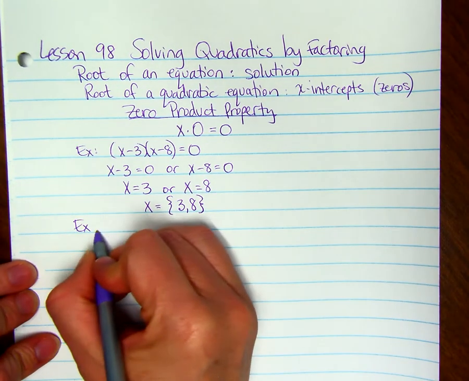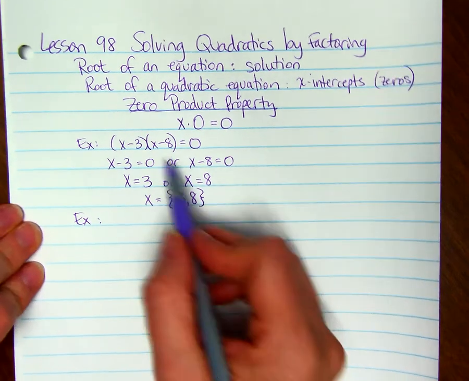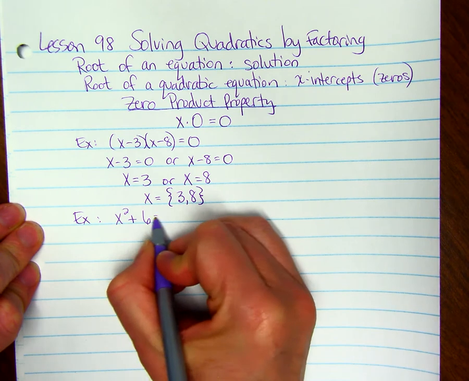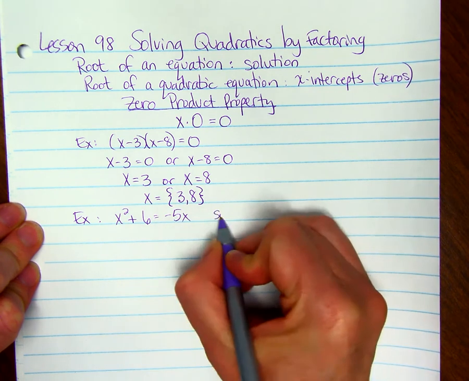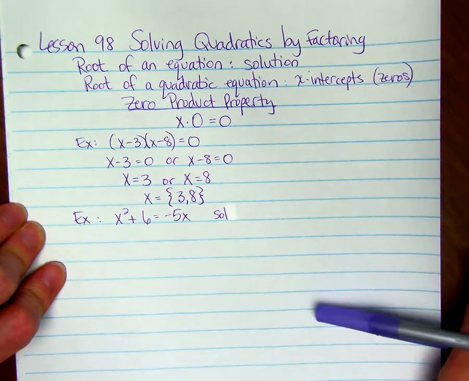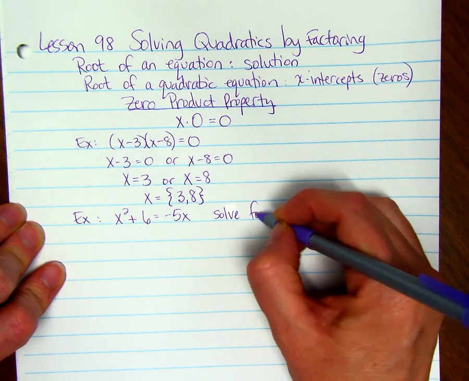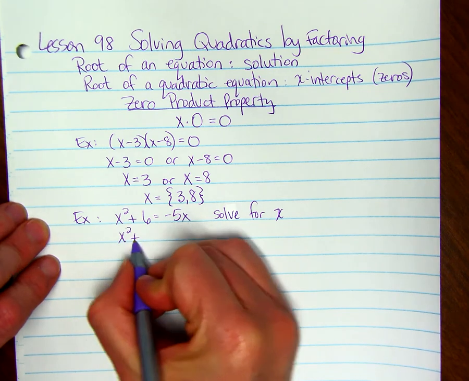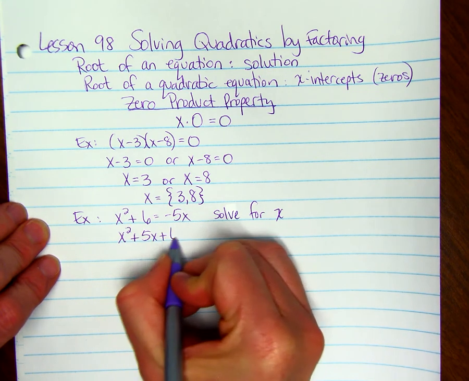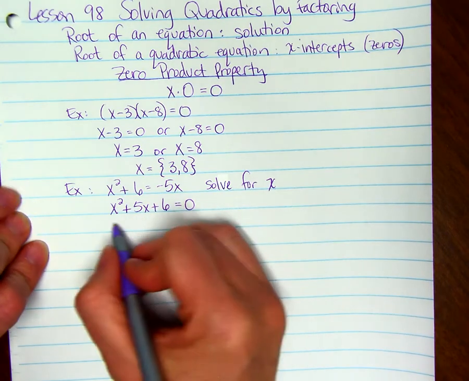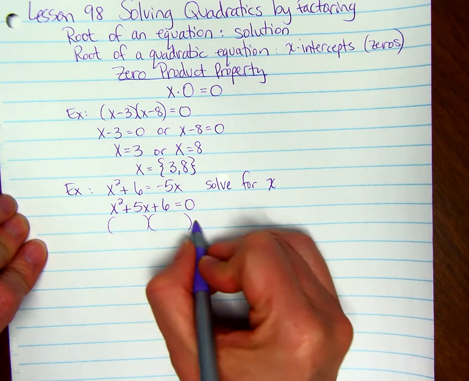Sometimes we're given an example or a problem that does not have it factored, and we need to do the factoring. So let's find the solution. So solve for x. I'm going to add the 5x to the other side and write this quadratic in standard form. Then I'm going to factor it.